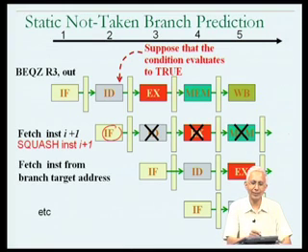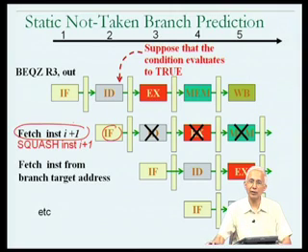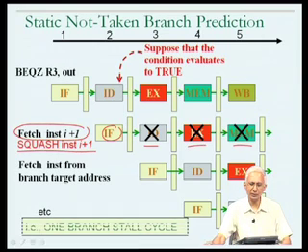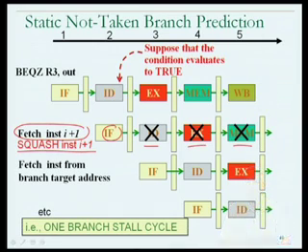Okay, so, the bottom line is that under the static not taken branch prediction policy, the hardware was built to automatically fetch the next instruction, assuming that the branch was not taken. And in situations where the hardware was wrong, some corrective action has to be taken, squashing the instruction and moving an annulled or cancelled instruction through the pipeline, as a consequence of which there is the equivalent of one branch stall cycle.